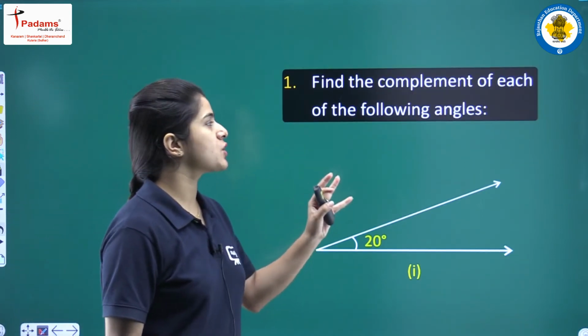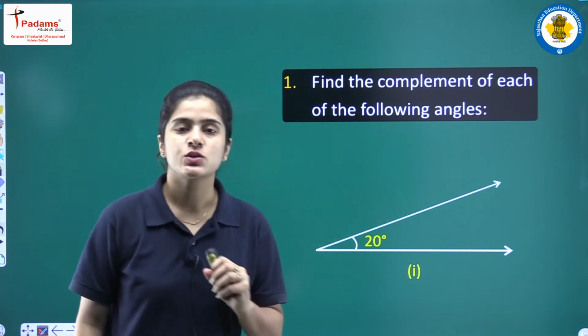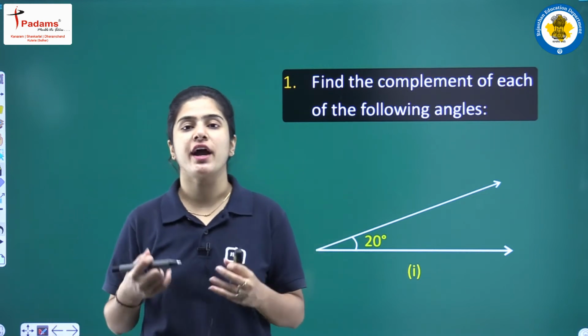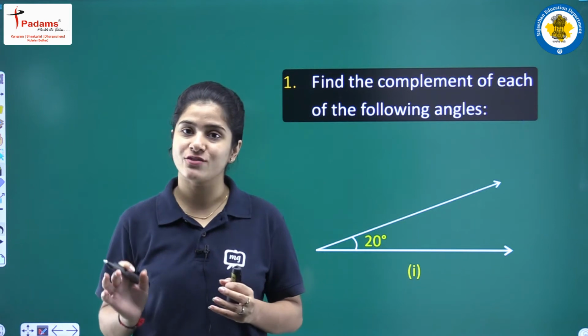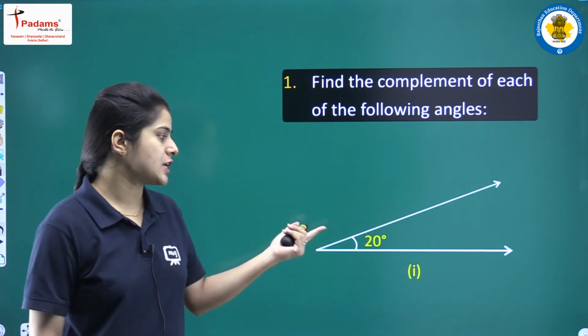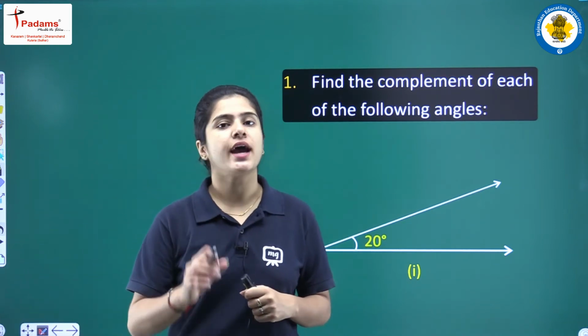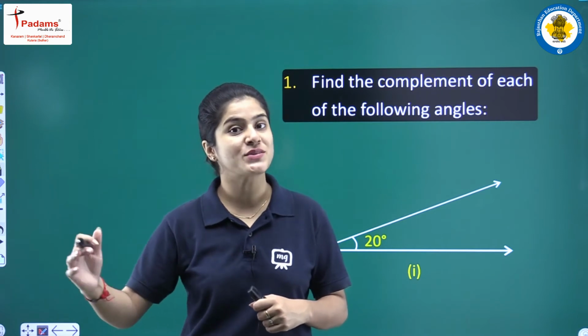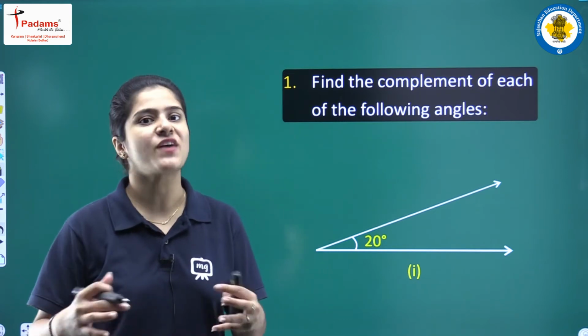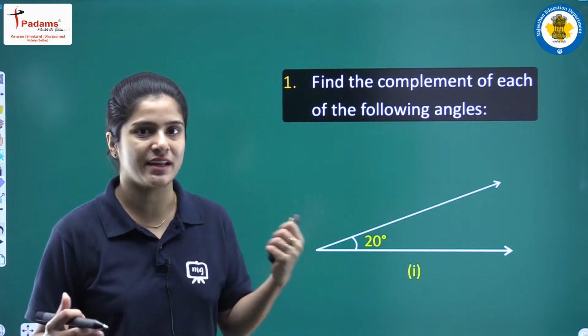Find the complement of each of the following angles. So students, basically we have to find out the complement of the angles. The angle given is 20 degree, so we have to find the complement of 20 degree. Okay students, let's find it out.